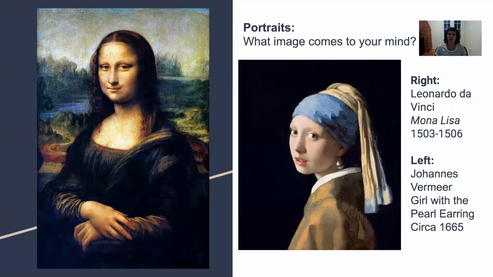We'll also discuss what comes to mind when we think of a portrait, what image pops into your head first, and why. Presented, I have 2 very popular examples of portraits: Leonardo da Vinci's Mona Lisa and Vermeer's Girl with the Pearl Earring.